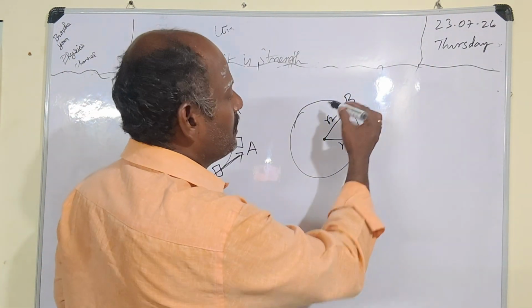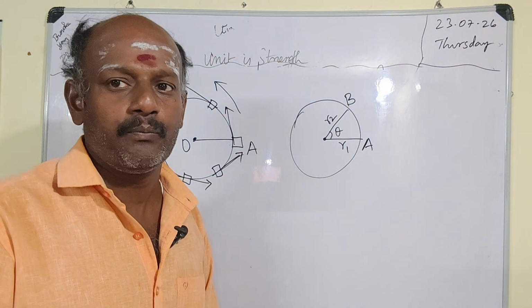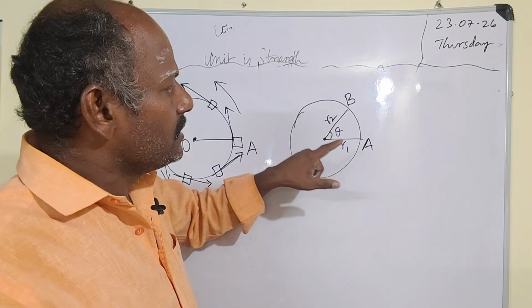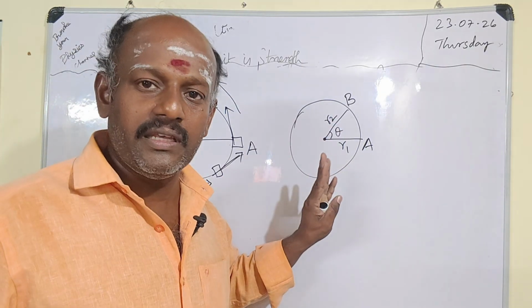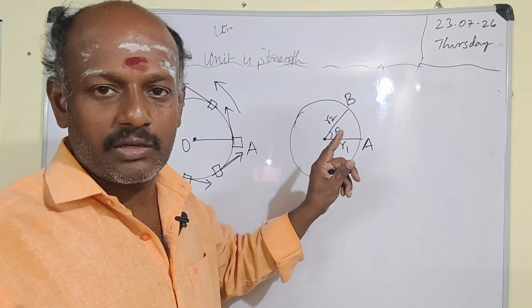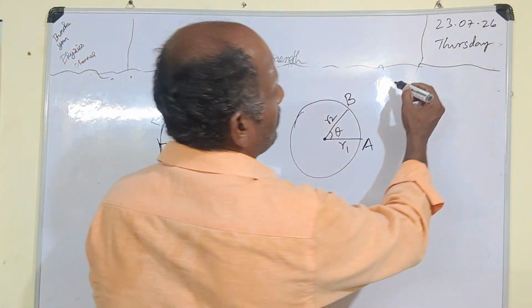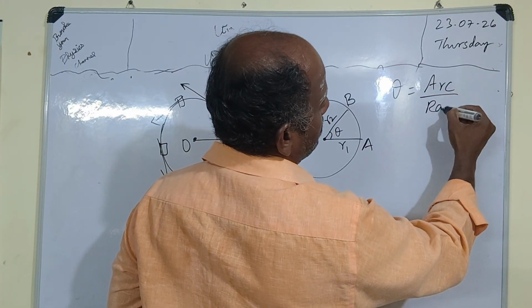Actually, what is AB? That is making an angle theta. Remember, theta is equal to arc by radius. In any circle, theta is arc by radius. It is a ratio between arc and radius. So first, theta is equal to arc by radius.